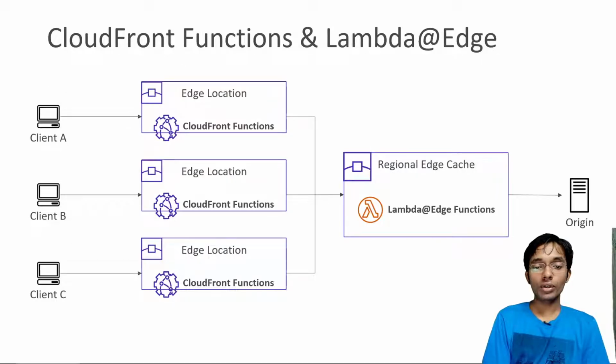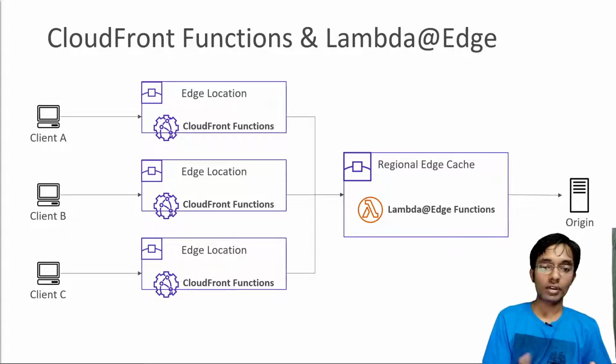Okay, so if we look at the traditional architecture of CloudFront, we have our clients going to our edge locations, talking to our regional edge cache, talking to our origin. Now Lambda@Edge functions are going to be deployed at the regional edge cache level, whereas CloudFront Functions are going to be deployed at the edge locations.